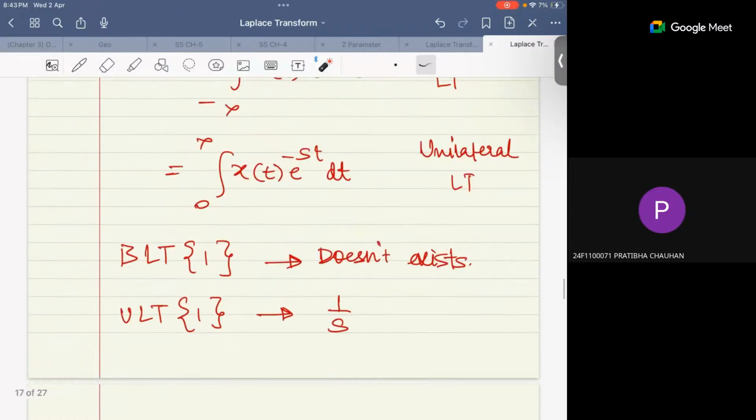Many times you use 0 to infinity whenever you deal with circuit questions, because there you need 0 minus also: how the inductor was behaving just before we switch on the circuit. So the unilateral Laplace transform is generally used when you solve circuit questions, where you need the voltage across the capacitor and the current through the inductor before you switch on the circuit. That's why you deal with the unilateral Laplace transform there.